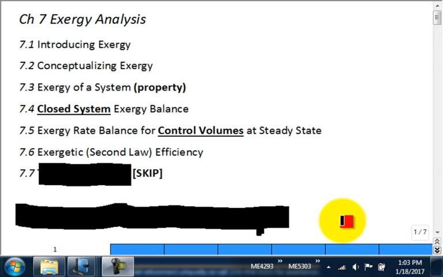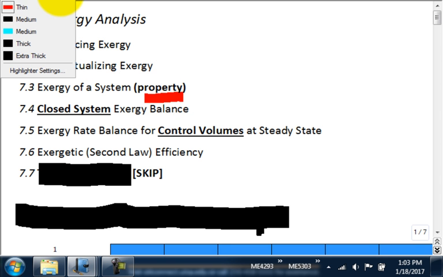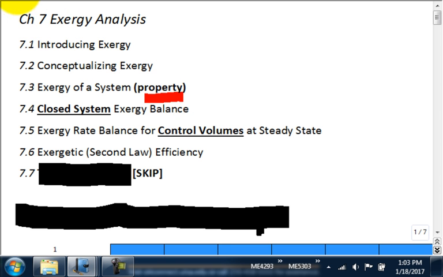All right, so we're in this chapter on exergy. What is this, our fourth lecture? We talked about the property of exergy. We talked about applying exergy to closed system, open system. And last time we talked about the exergetic efficiency.